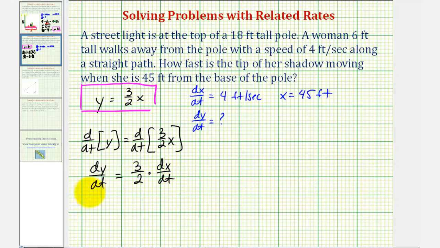Remember, our goal here is to find dy/dt, and now we can because we know dx/dt. Notice how dy/dt is actually going to be a constant based upon how fast the person is moving. It's not dependent on the value of x. So dy/dt in this case is going to be equal to 3/2 times dx/dt, which is 4 feet per second.